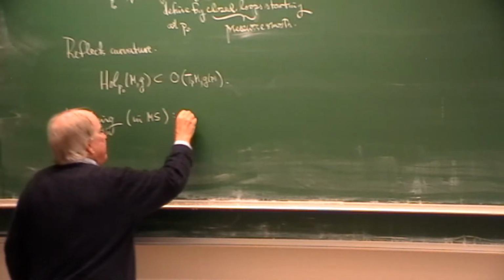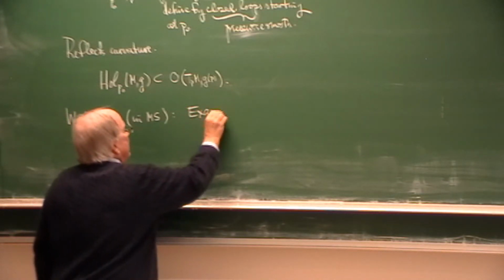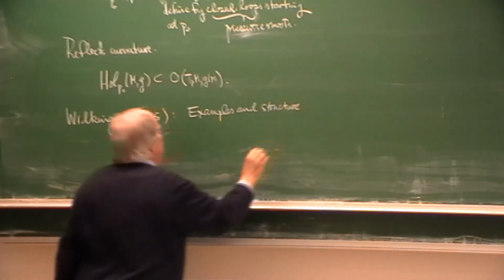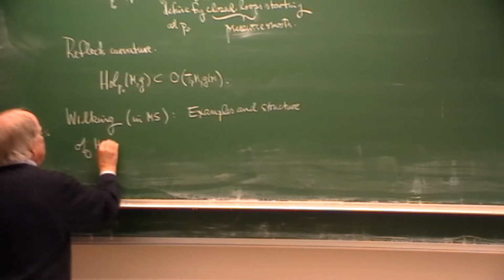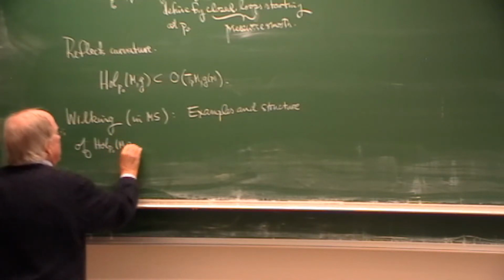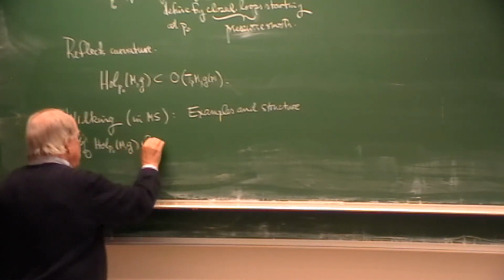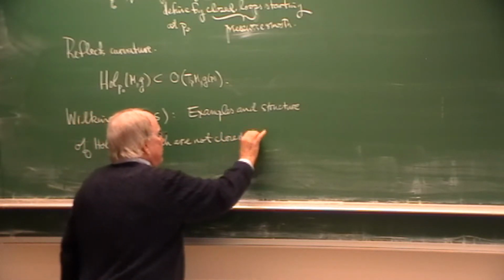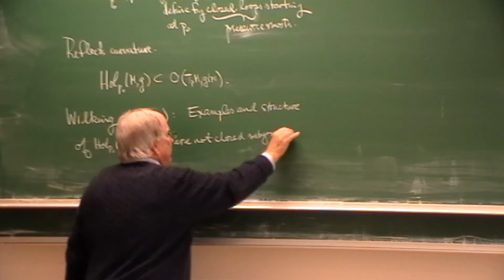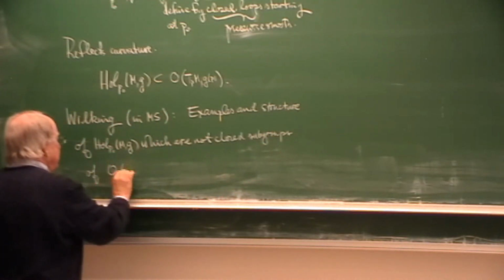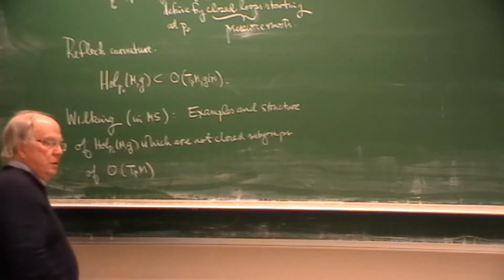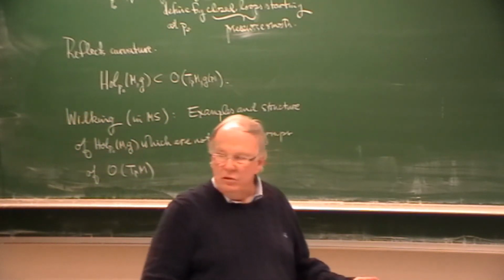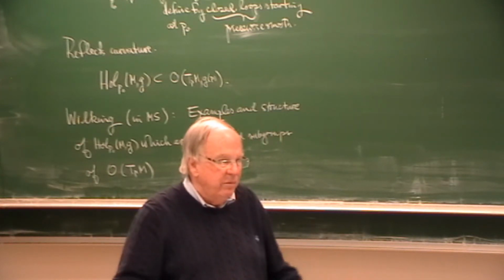Now, he gave examples and structure of holonomy groups in the Riemannian case, which are not closed, of the orthogonal group. So you can imagine that's an orthogonal group. You understand? I don't know, you have no experience with groups. So the group of orthogonal transformations of a metric, I mean, positive definite bilinear form, is compact.